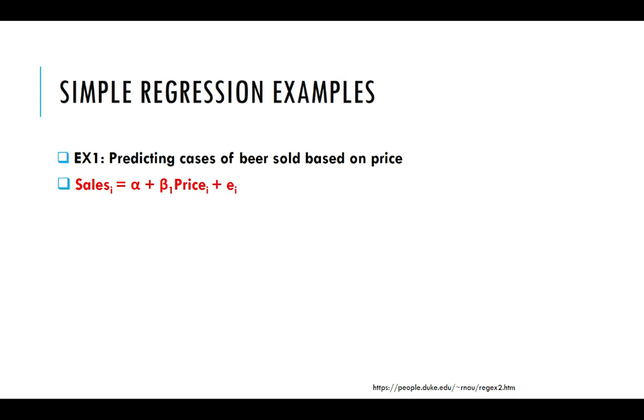So in this case, if we go to a whole bunch of different convenience stores, then an observation would be a convenience store. So what is our expected sign for beta 1? What is our expected sign? Do we think it's going to be positive or negative? So what do you think is the relationship between price and sales? If price goes up, what happens to sales?